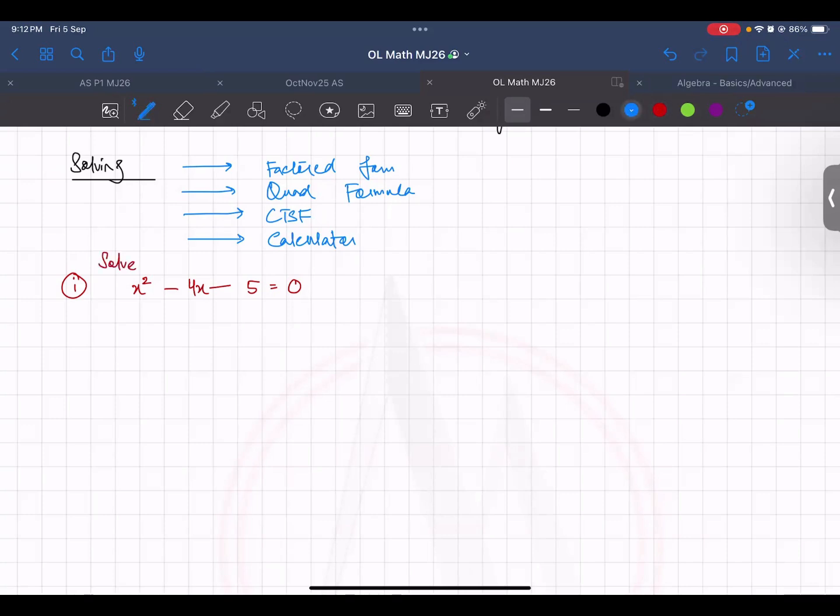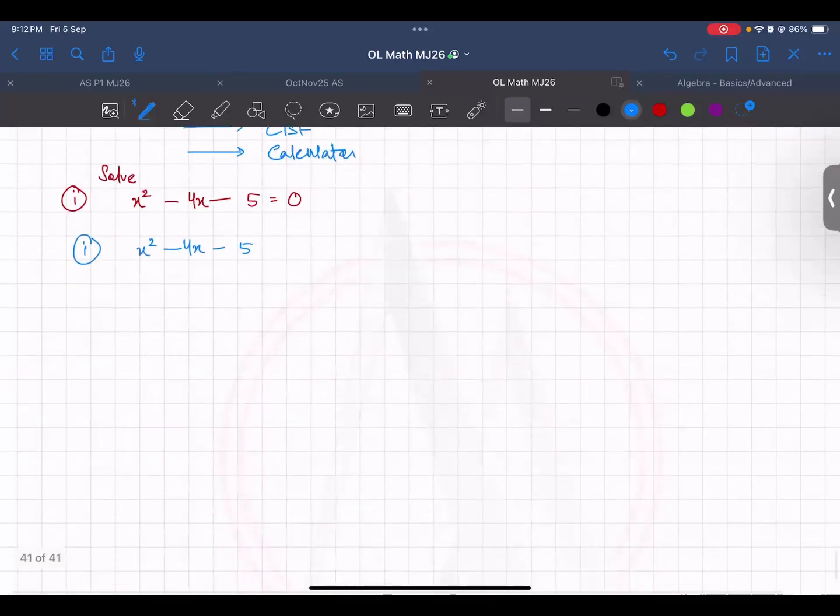So we will solve it using all four methods. So the first method is factored form. When we convert it into factored form, how do we do that? We do middle term breaking. So we multiply the first and the last number. 1 times 5 is 5, and 1 and 5 can be used to make 4. So we break down the 4x into minus 5x and plus 1x. Minus 5 and plus 1 would give us minus 4.